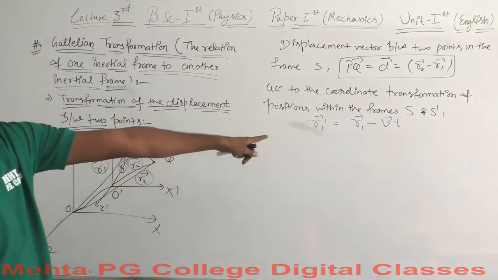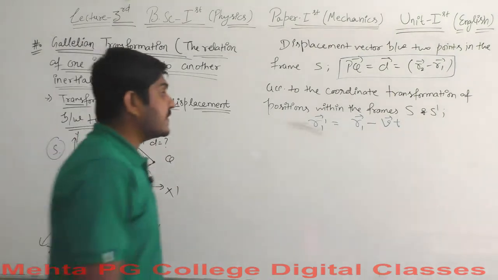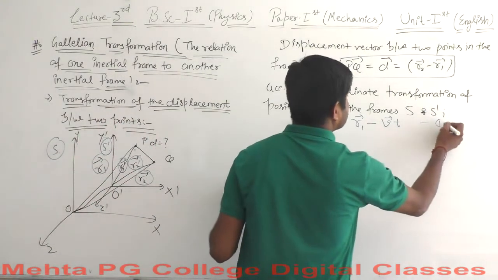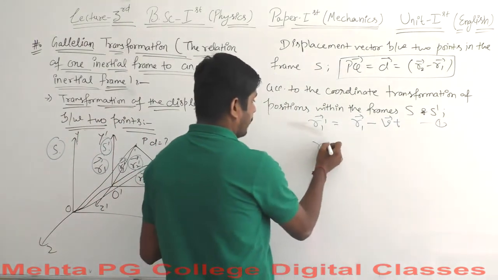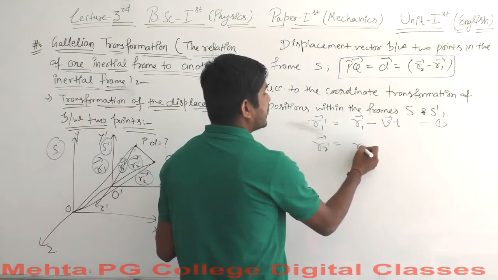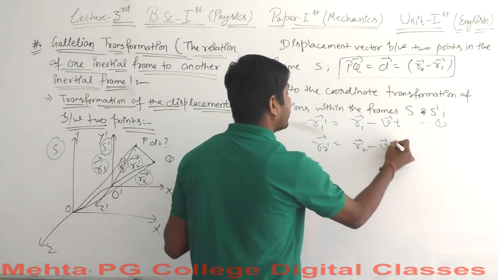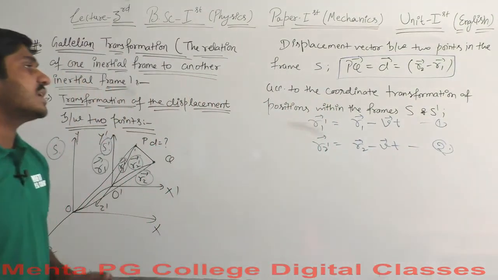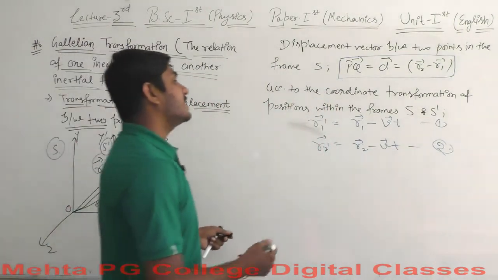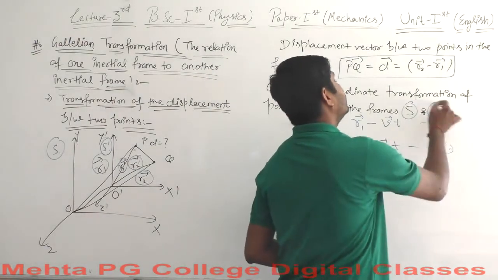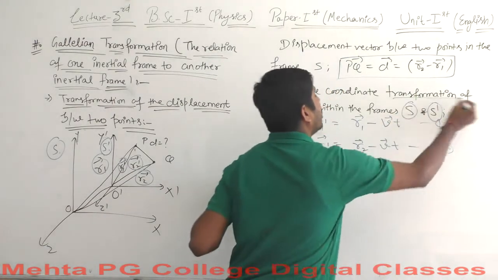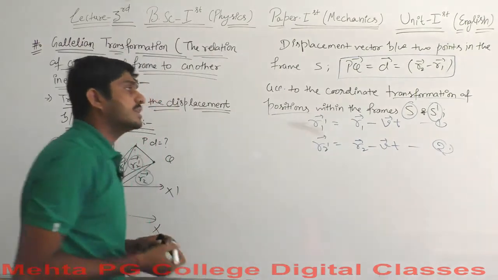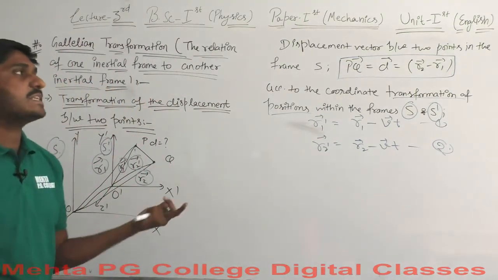So the same thing will happen for the r2 vector here. Let's say this is equation 1. r2 dash vector must be equal to r2 vector minus v vector t. Let's say this is equation 2. We have two equations here, two transformation equations within the frames S and S dash. These are the transformation of positions or the transformation of displacement, you can say.